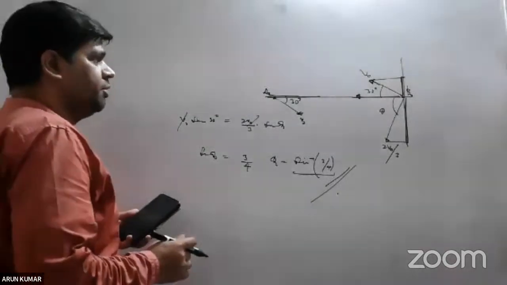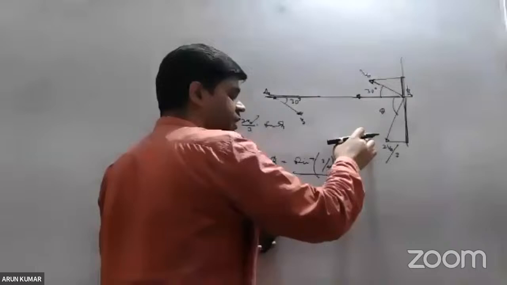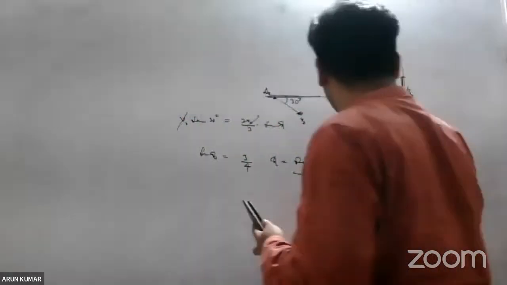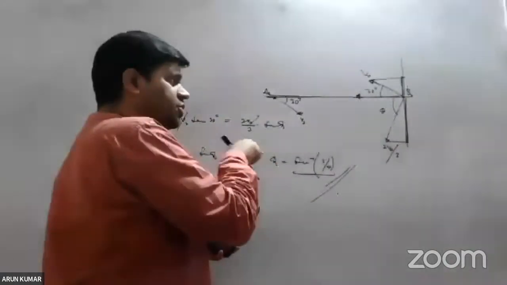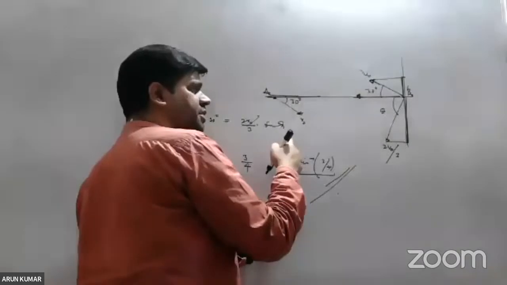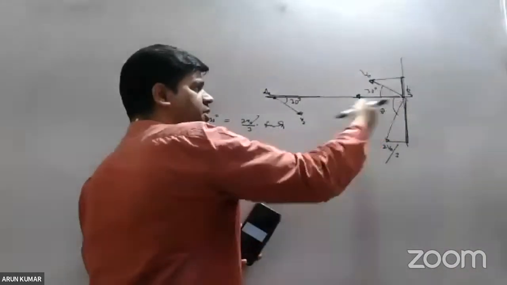Have you understood this one? Velocity of A with respect to B should be directed from A to B. Or velocity of B with respect to A should be directed towards A, from B to A. So VB minus VA, that should be directed towards A.